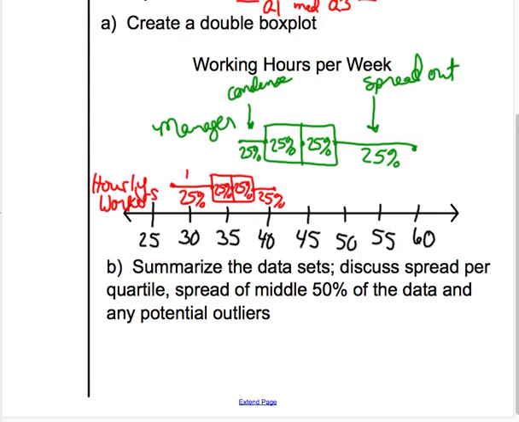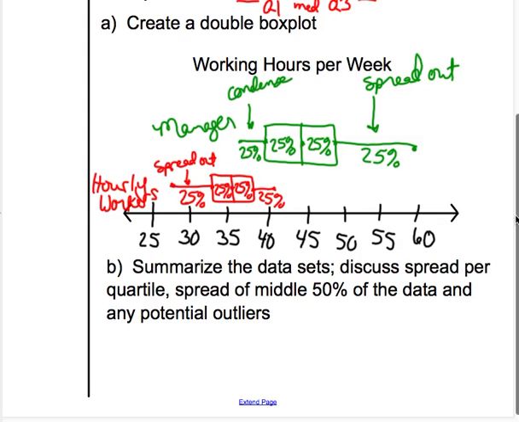So in this case, I would say that the bottom 25% of the data is more spread out, and then the other 3/4 are about the same. They're more similar to one another when you're in the other 3/4 or the upper 3/4 of the data set. All right, so we talked about the spread per quartile. I would write that in sentence form, but I already talked about that and mentioned what that means.